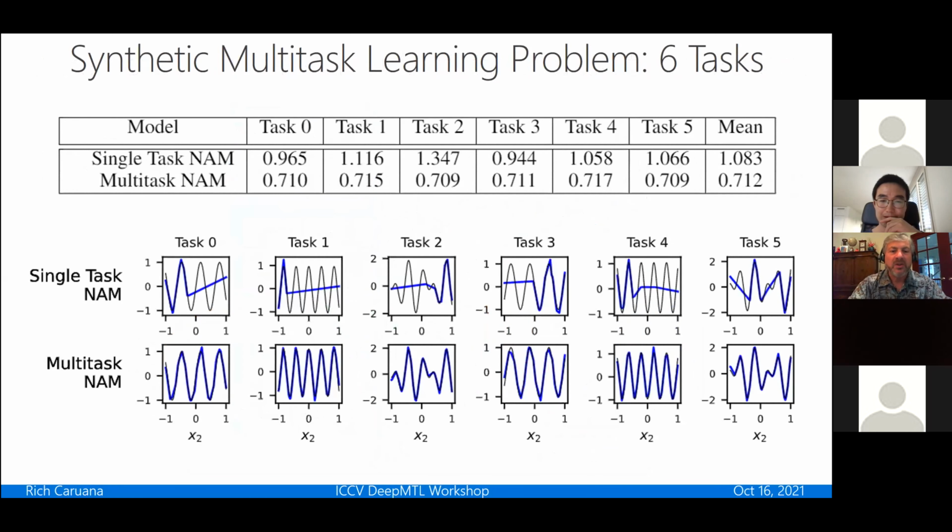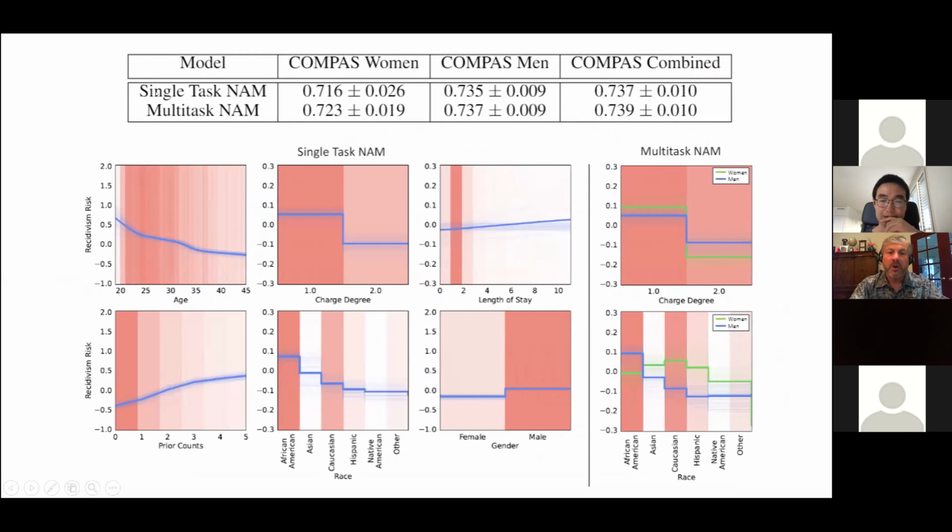I'm going to skip the synthetic experiment, but this really works. This is a COMPAS recidivism problem, where we're trying to predict the chance that a person in the criminal justice system will commit another crime. And here's the beauty. Single task learning on the left has to learn the same graph for each one of these features. However, with multitask learning on the right, we break the problem up and learn a separate GAM model for women and a separate model for men.